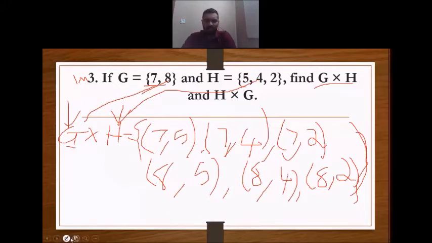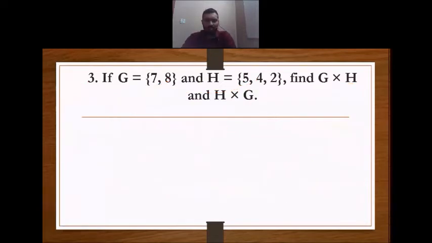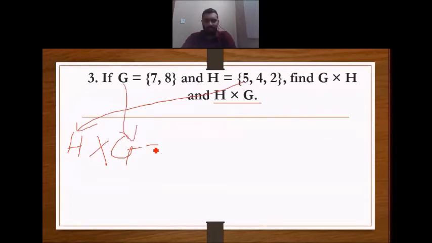Now what will be H cross G? In H cross G, the first element is from the set H and the second element will be from the set G. So what is H cross G? It is the set of all ordered pairs. The first element from the first set H, so 5, and the second element from G, so (5, 7).